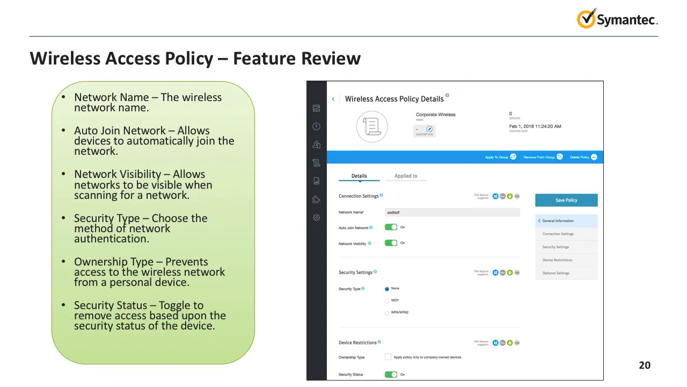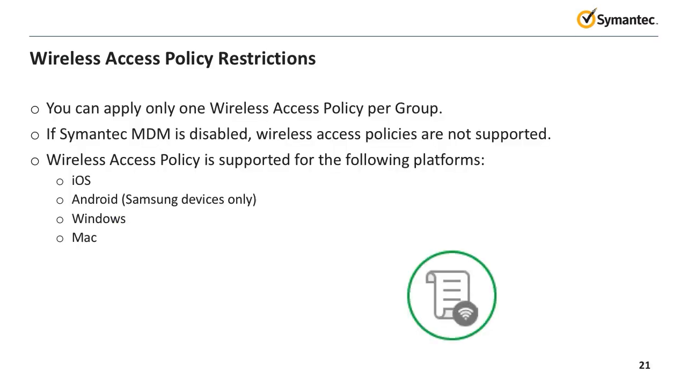With a wireless access policy, you can configure access to a corporate wireless network and restrict it based on the device status or ownership. The policy not only controls basic access configurations such as network name and security type, but includes security controls that block network access when a device is compromised or at risk.